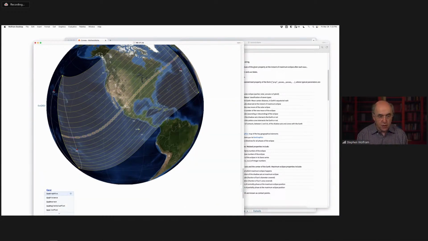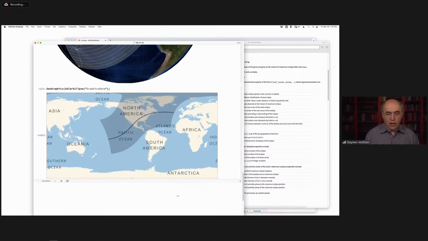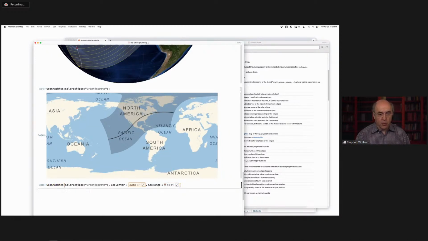So I want geographics of solar eclipse. Graphics data, is that going to give me the right thing? Let's take a look. Okay, that's the eclipse there. So now let's zoom in on the location of, let's say geocenter is Austin, Texas. And let's say georange is 50 miles. So hopefully this will now show us.